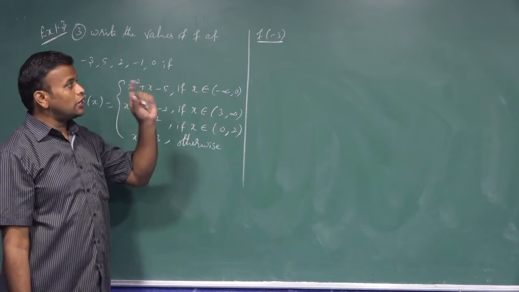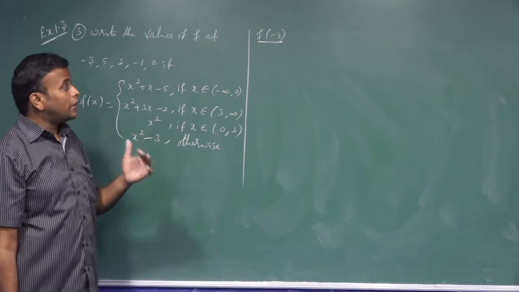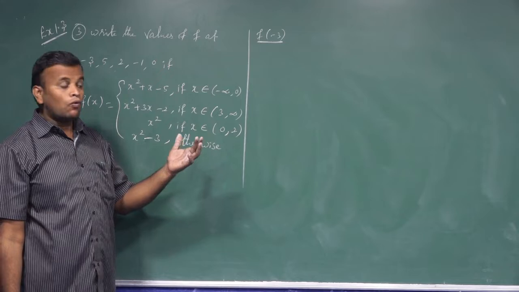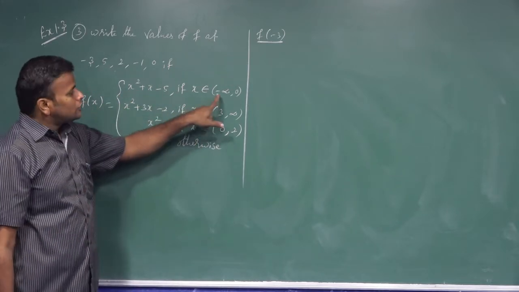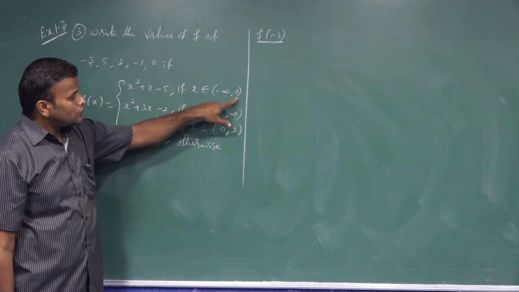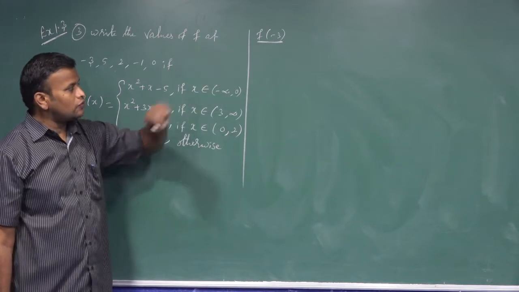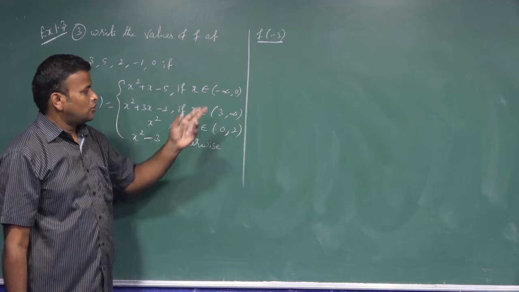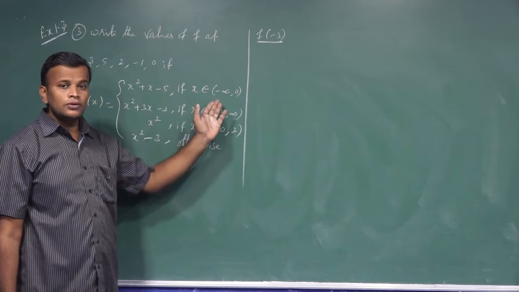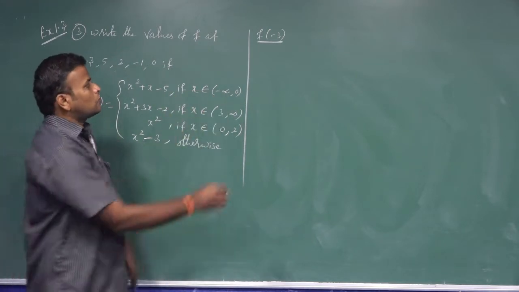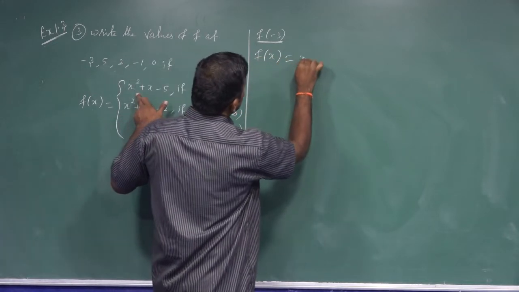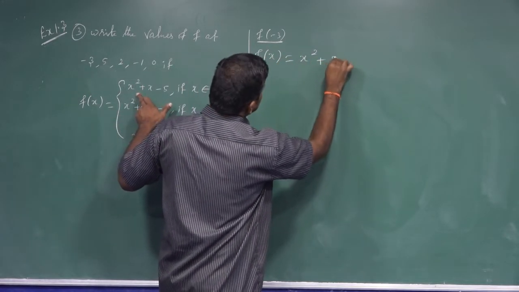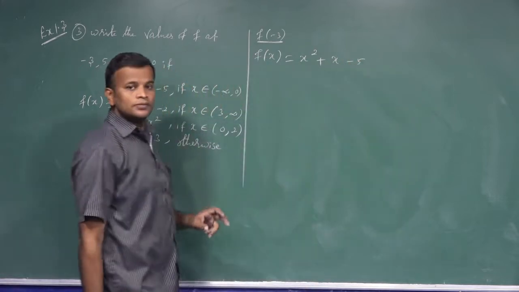So what is the exact value of x here? Minus 3. When x is equal to minus 3, how to define f of x? x belongs to minus infinity, 0. So in this interval the value of minus 3 lies. Minus infinity means all negative values up to 0. So f of x is x square plus x minus 5.